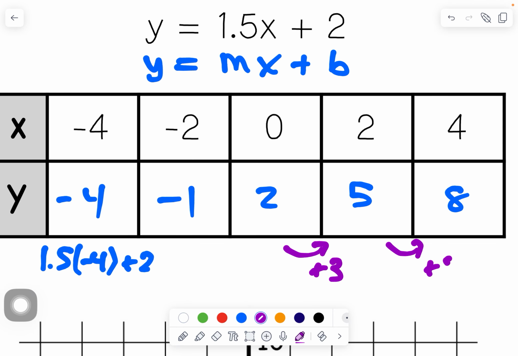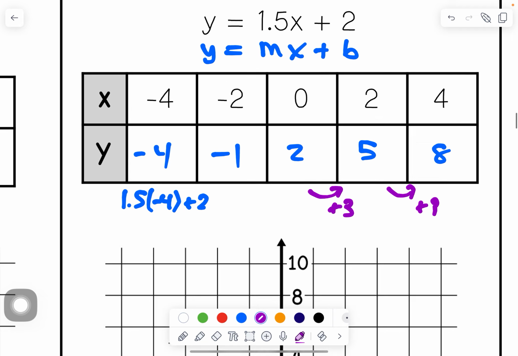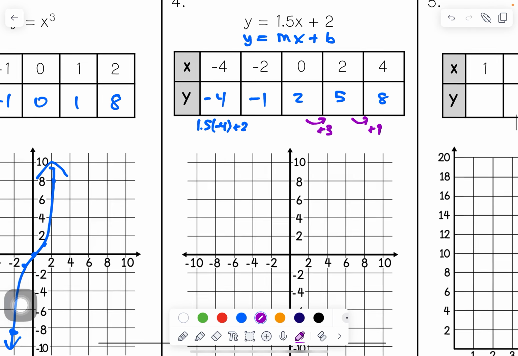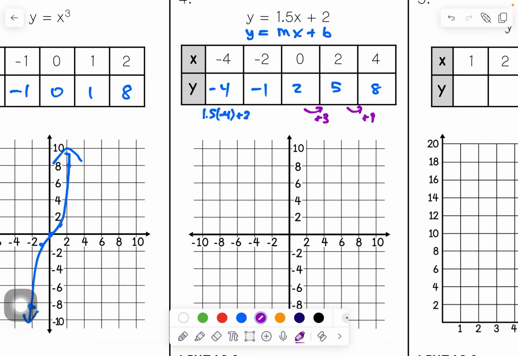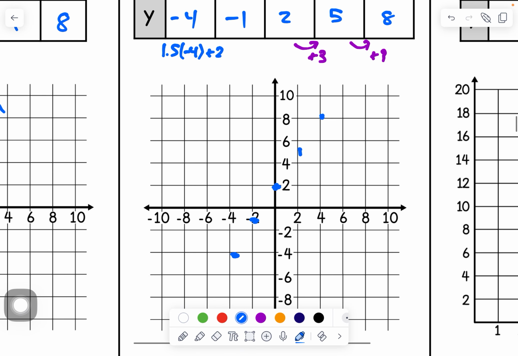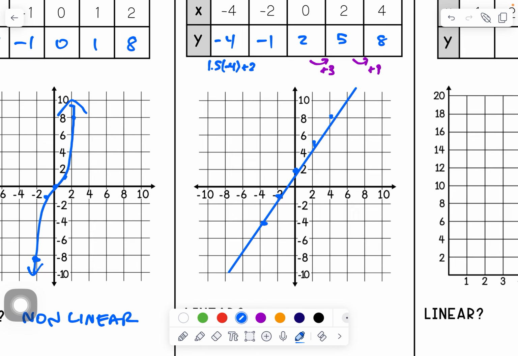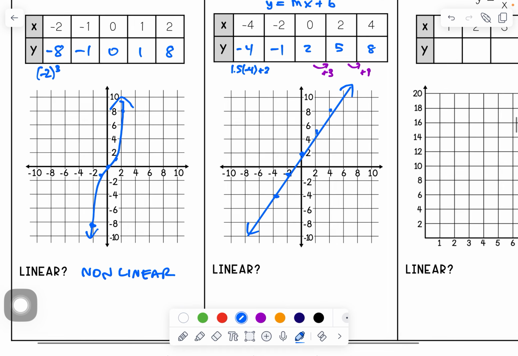So as long as they're going up by 3 every time, same number, it's going to be linear. All right, and then I plot my graph. So I'm going to plot each of those points and draw my line. So -4, -4, -2, -1. Kind of a tough one to start counting by twos, but just do the best you can. 0, 2. Okay, 2, 5. I'm going to skip that one because it's in between, right? And then 4, 8. And hopefully when I put all those points down and I draw my line, I can connect them with a ruler, and that's another way that I know that this is linear.